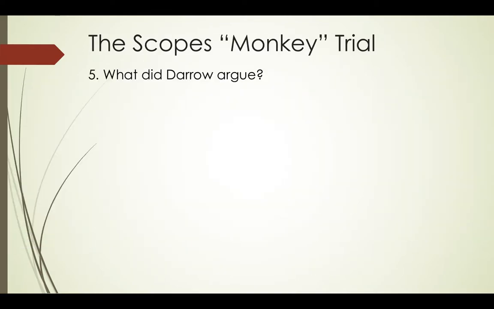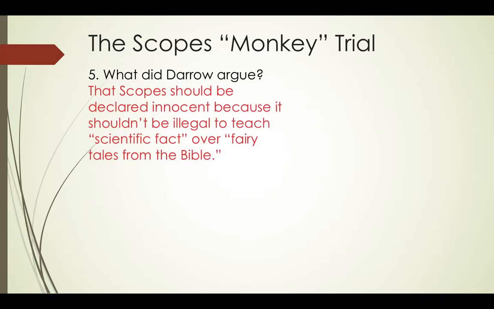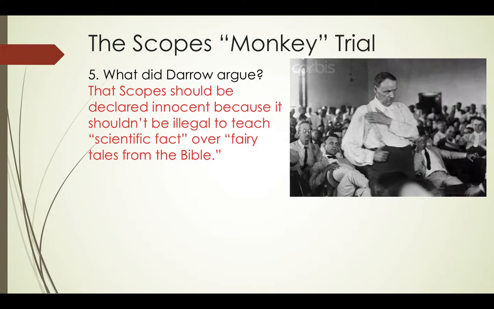So Clarence Darrow said that Scopes should be declared innocent because, as Darrow said, it shouldn't be illegal to teach what he called scientific fact over what he called fairy tales from the Bible. All of this was being broadcast by the radio, so people were listening in. You can imagine how offended some people would get whenever this guy, Clarence Darrow from Chicago, representing the American Civil Liberties Union, comes down here and says such things. But that was his argument, that Scopes should be declared innocent because evolution should be taught over what he called fairy tales from the Bible.